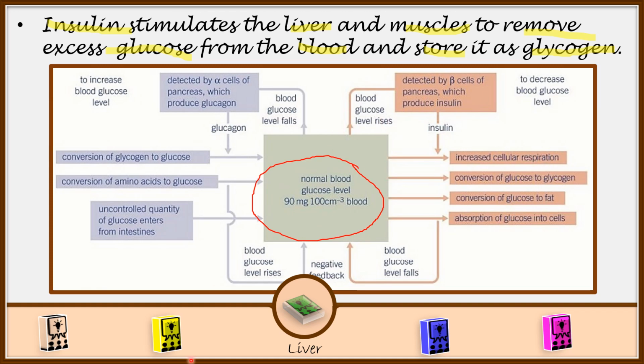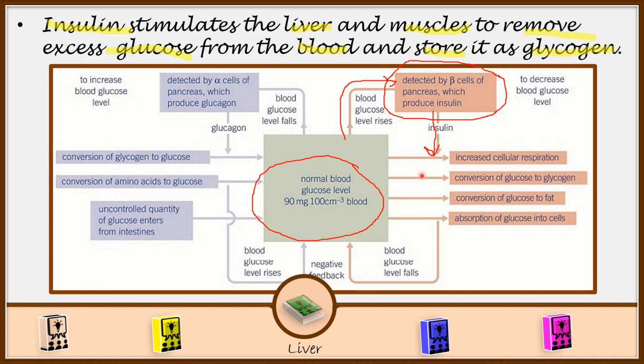It is going to be detected by the beta cells. So when it rises, the beta cells are going to detect the rise in the glucose level. And these beta cells, which are in the pancreas, are going to release insulin. And insulin is going to cause the following physiological process to take place. One, it is going to instruct the liver and the muscles to increase cellular respiration. Cellular respiration is going to break down the excess glucose to be used in form of energy.